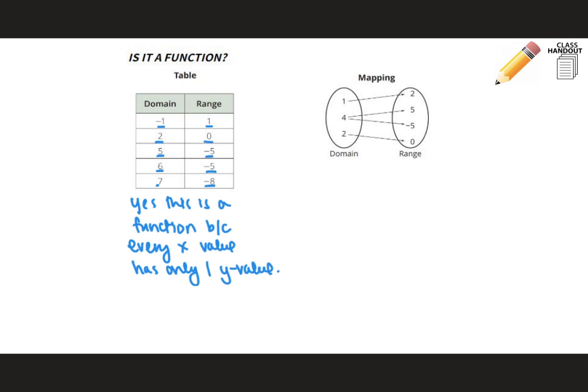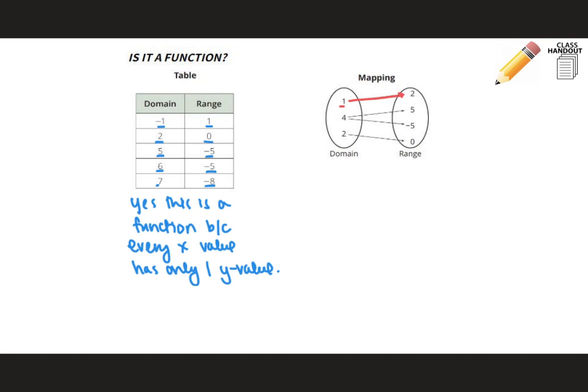Let's look at the second example. This is called a mapping diagram. It's essentially the same thing as a table, except you're not going to see duplicate numbers in the domain and the range. I'm going to go through each member of the domain. The first member of the domain is 1. According to this arrow, 1 maps to 2. Since that has exactly one y value for that particular x value, that's okay.